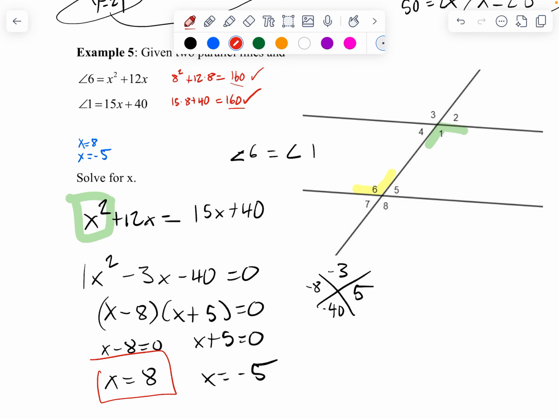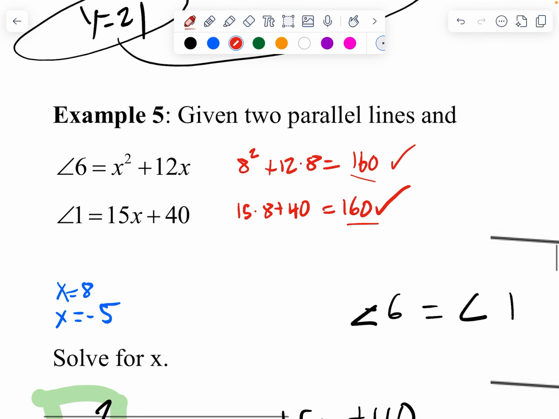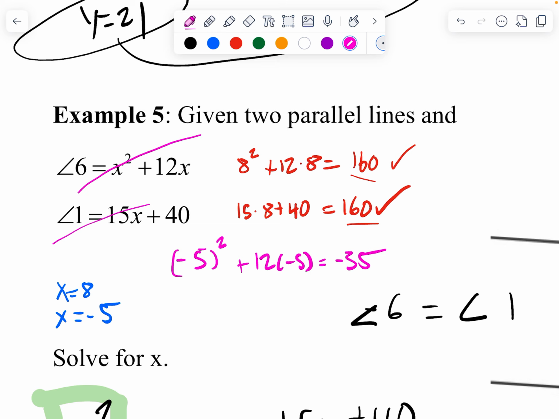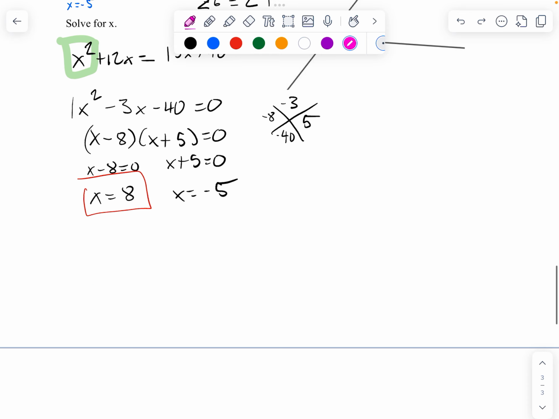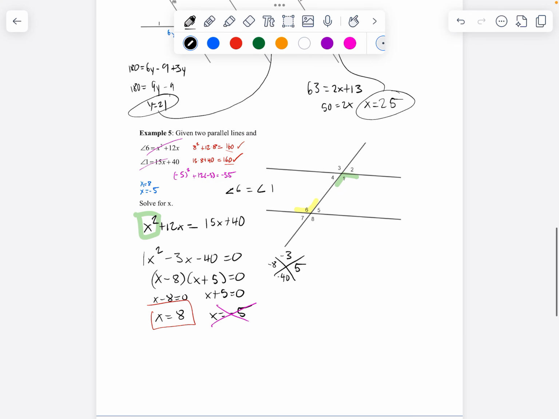So 8, valid solution. Double check it with -5. If you plug that in, (-5) squared plus 12 times -5. So we have 25 minus 60. That's -35. Now, that's immediately a problem. I don't even need to bother checking angle 1 because angle 6 just kicked the bucket, right? No negative angles in geometric diagrams, which means -5 does not work, and you only have one solution of 8.